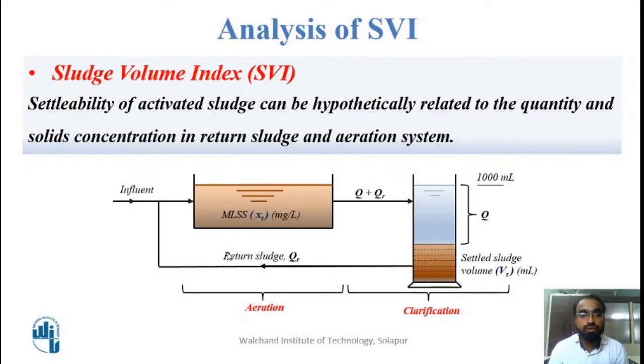So what we are going to do today is compare the volume of sludge which has to be returned back into the effluent, and how much amount we have to add with respect to the concentration of activated microorganisms which has settled down in the secondary clarifier. Mostly, the settlability of activated sludge can be hypothetically related to the quantity and solid concentration in return sludge and the biological reactor, that is the aeration system.